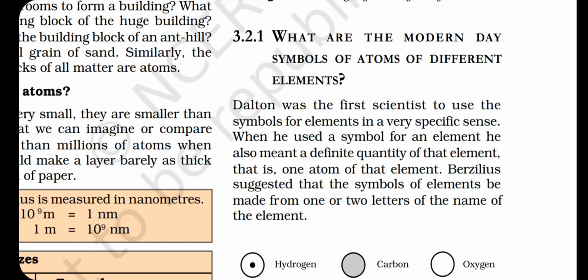What are the modern day symbols of atoms of different elements? Dalton was the first scientist who used a symbol for an element in a very specific sense. When he used the symbol for an element, he also meant a definite quantity of that element, that is, one atom of the element. Berzelius suggested that the symbols of elements can be made up of the first one or two letters of the name of the element.